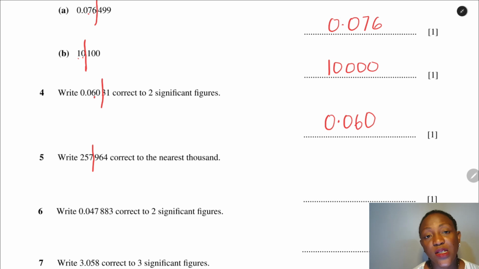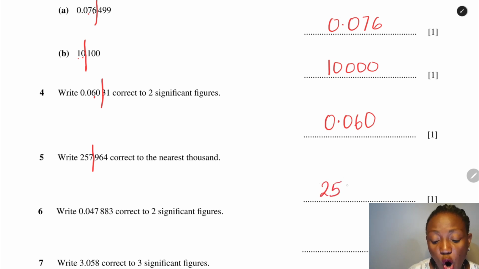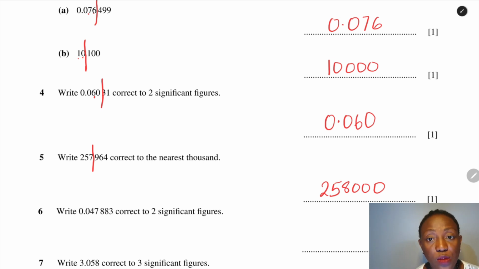So we need to consider the digit after it. The digit after it happens to be 9. So we round up. The correct answer here is going to be 258. We're rounding up. 7 becomes 8. And we replace all the other digits with 0. Remember, you need to make sure that the approximate value, the rounded value, is really close to the original value. That should be your test of the correctness of your answer.